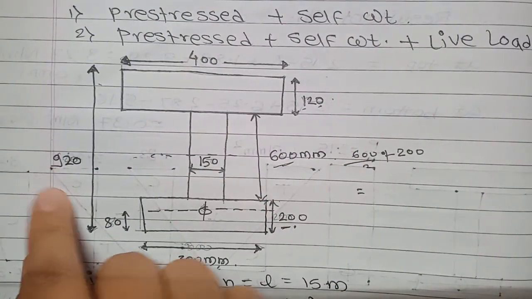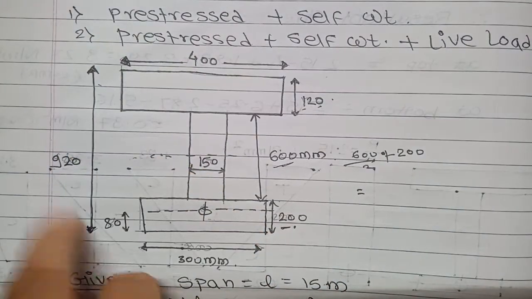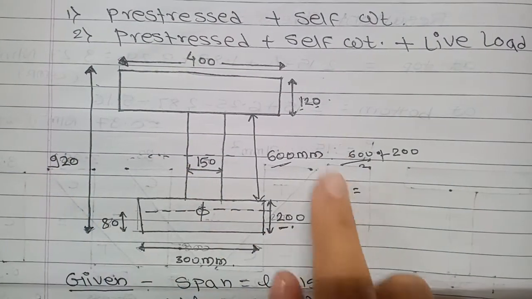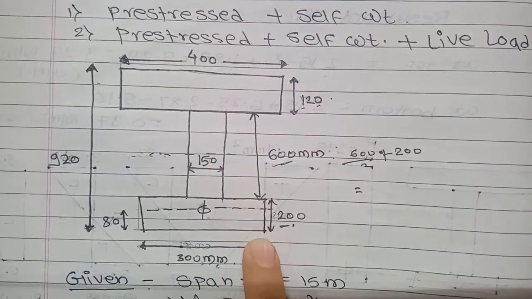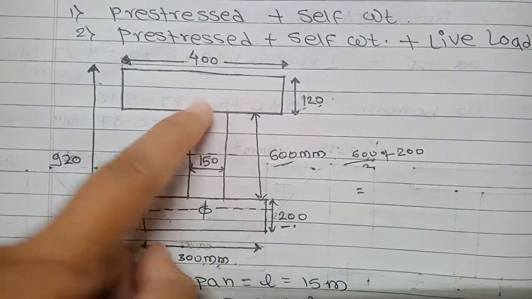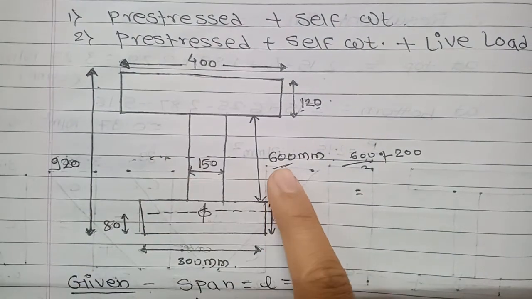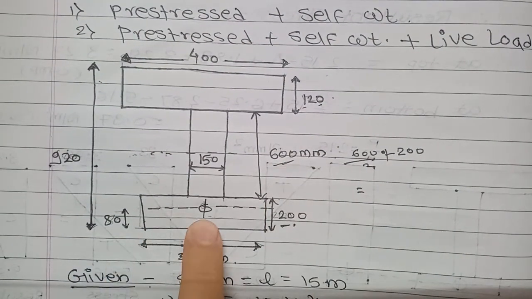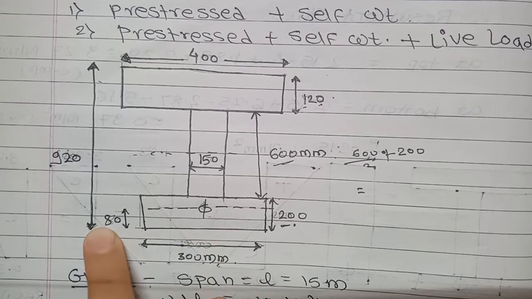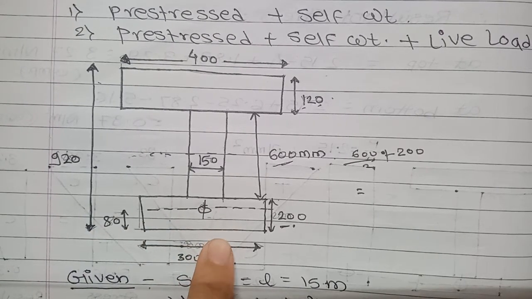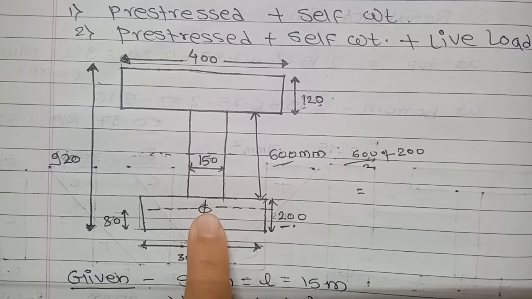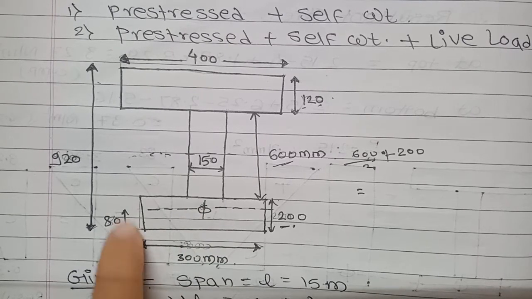It is calculated from the overall depth of the I section, that is 920 minus the depth of the top flange minus the depth of the bottom flange. We get the depth of the web, that is 600 mm, and the cables are passing through 80 mm above the soffit, meaning above the bottom of the soffit. 80 mm is the height.